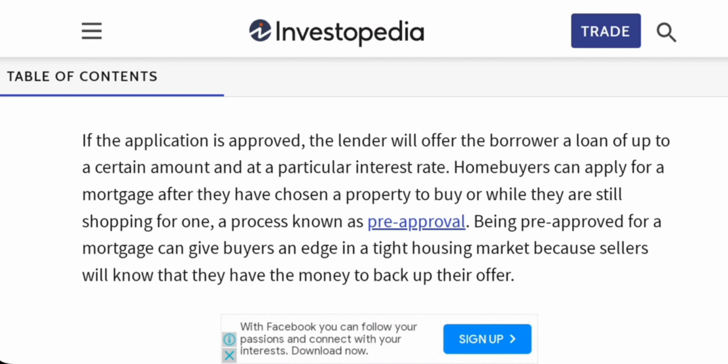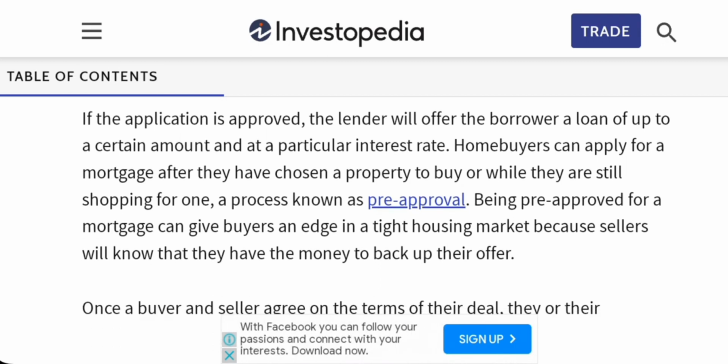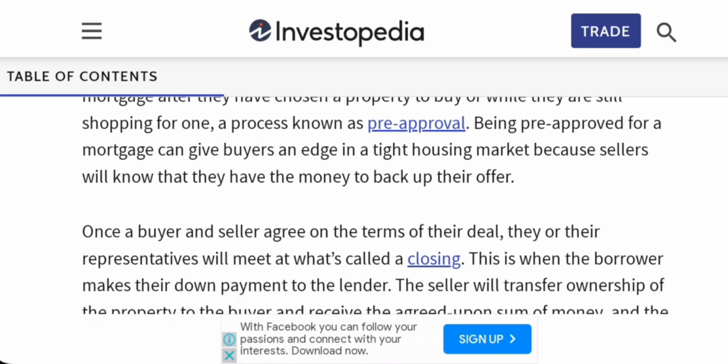Home buyers can apply for a mortgage after they have chosen a property to buy or while they are still shopping for one, a process known as pre-approval. Being pre-approved for a mortgage can give a buyer an edge in a tight housing market because sellers will know that they have the money to back up their offer.